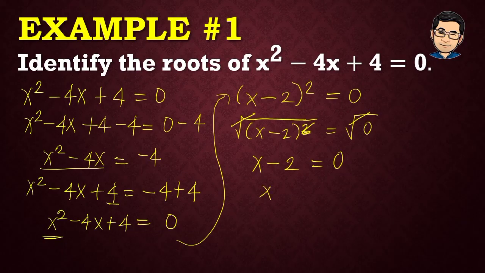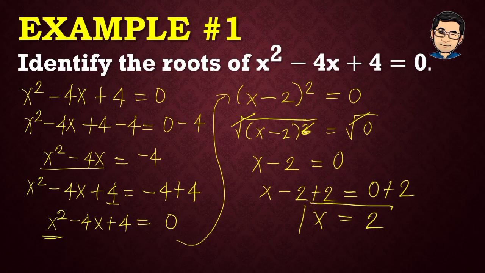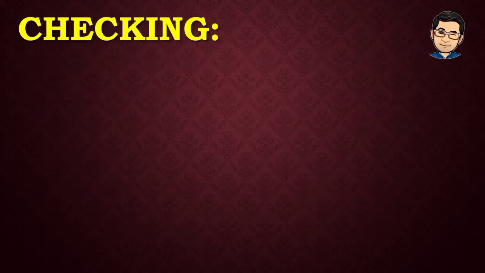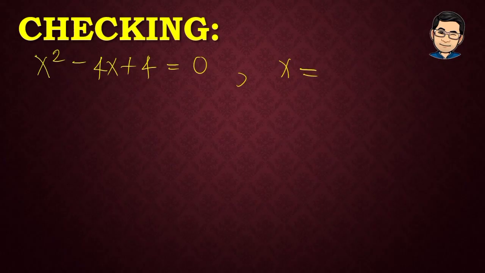And then, kunin na natin yung roots. So, x minus 2, mag-add tayo ng 2 to both sides. So, the value of x is 0 plus 2, 2. So, x equals 2. So, let's check. Rewrite the given equation. X squared minus 4x plus 4 equals 0. And then, yung nakuha nating solusyon, dalawa sila, kaya lang, magkapareho sila. 2 equal roots. So, x equals 2. So, isa lang yung substitute natin kasi pareho lang din naman sila na 2. So, x equals 2.